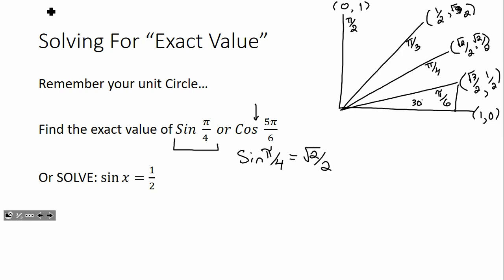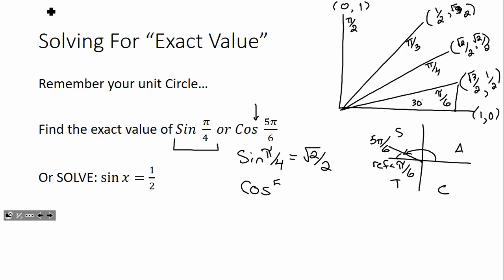Cos, however, at 5 pi over 6, remember that is over here with a reference angle of pi over 6. And when I'm over here in this quadrant, based on my CAST rule, cos is negative. So cos at 5 pi over 6, we know based on quadrant 1 with a reference angle at pi over 6, cos is root 3 over 2, so it's negative root 3 over 2 because we are in quadrant 2.